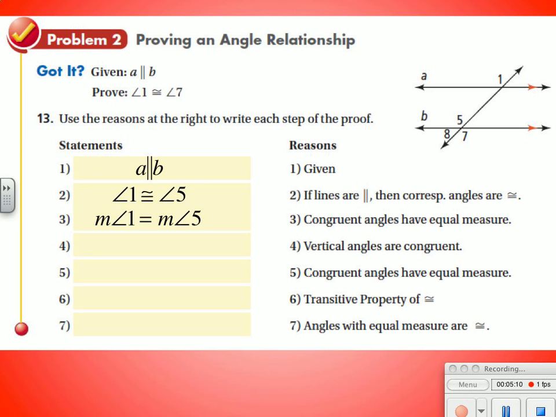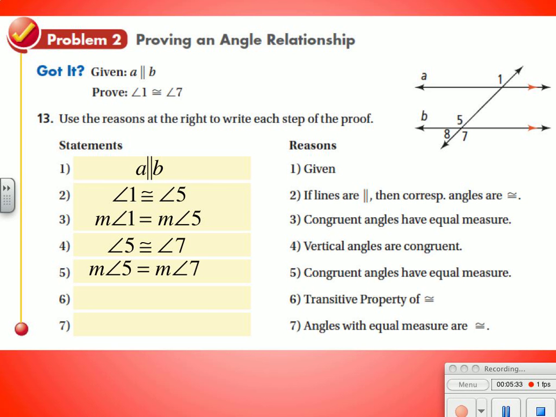We also know that vertical angles are congruent, so we look at angle 5 and ask what angle is vertical to that, and that would be angle 7. So we can say angle 5 is congruent to angle 7. Congruent angles have equal measure, so the measure of angle 5 equals the measure of angle 7. Now you should be able to see what our transitive property is going to give us.